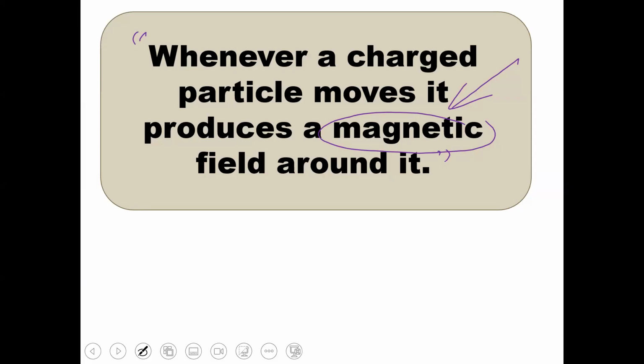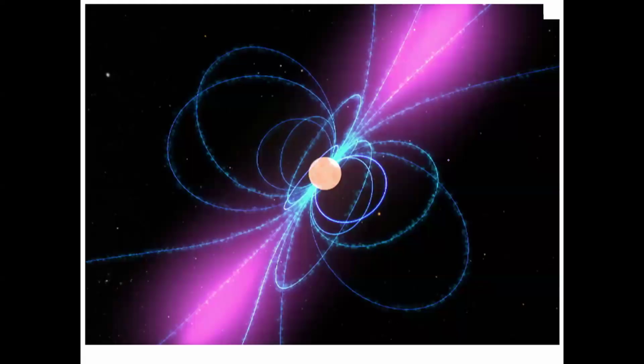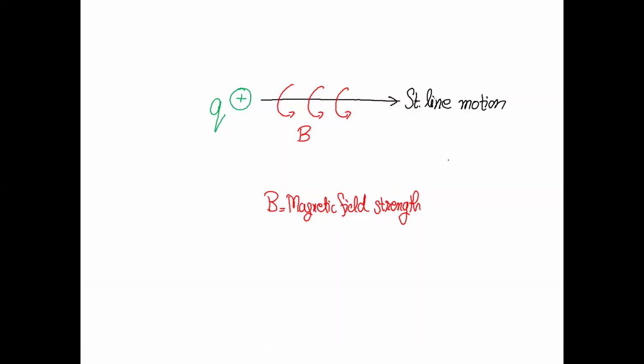Whenever a charged particle moves, it produces a magnetic field around it. Now, this is a charged particle moving. This is an electrical wire. A charged particle is moving and it produces a magnetic field. Now, remember, what is the letter B in this chapter going to represent?